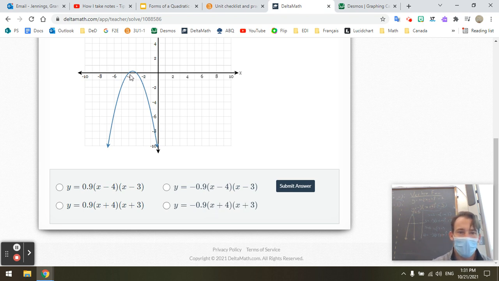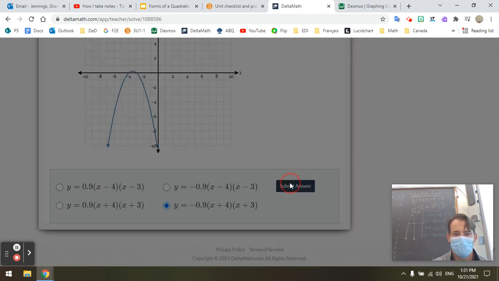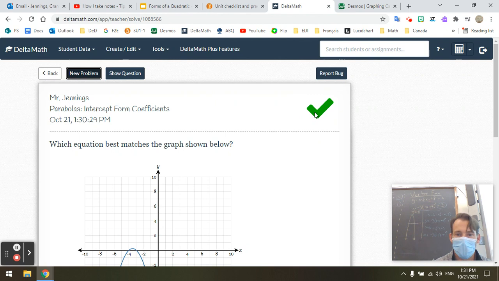Why is that? When I put in -4 here, the y value is going to be 0 because -4 plus 4 is 0. Anything times 0 times something else is 0. So that one is correct. It's also not this one because that has a positive value of a. That would be a parabola opening upwards. So I can very quickly tell that it's this one. Submit answer, yes, and it says correct.